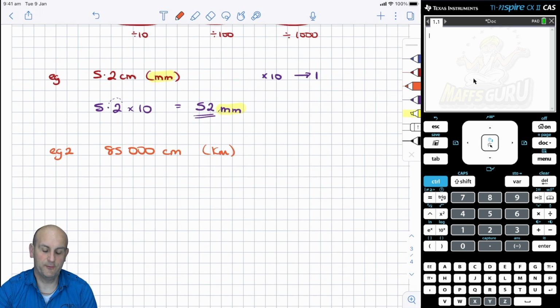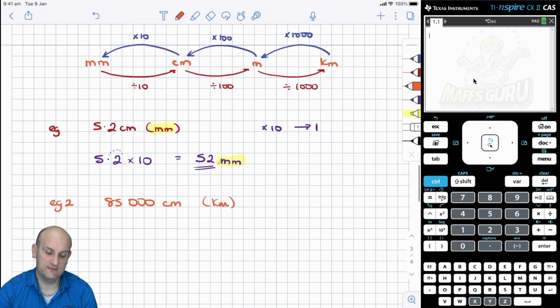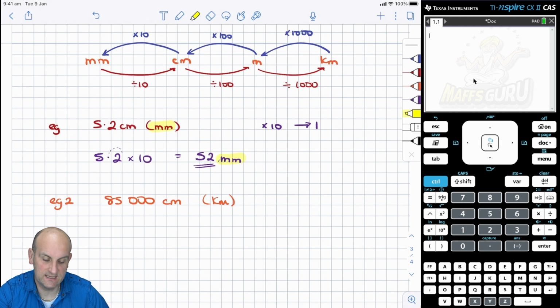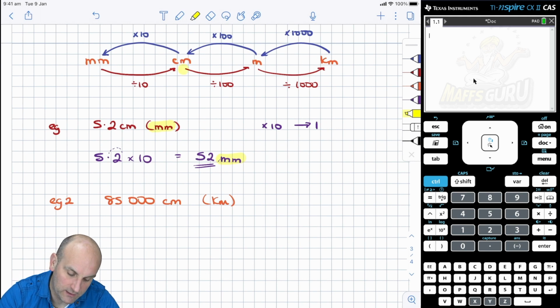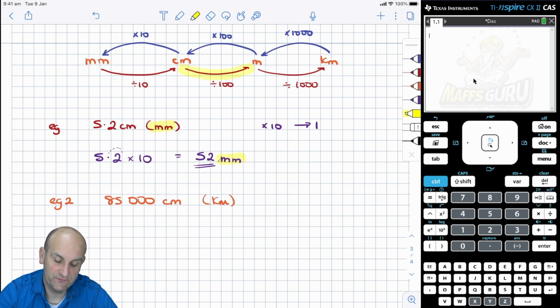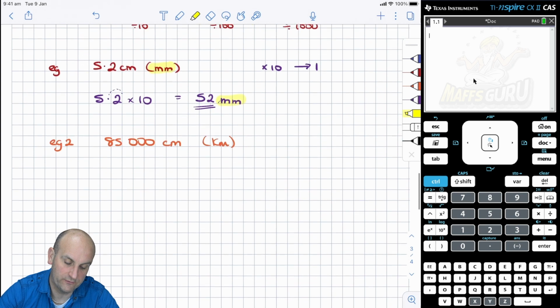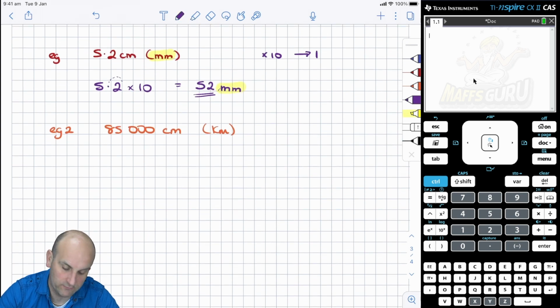And the last example is going to be 85,000 centimeters into kilometers. So we're going from centimeters into kilometers. So I've got to go to meters first, and then to kilometers. So I'm going to divide by 100 and then divide by 1,000. All right, so divide by 100. I'm just going to write that down to remind myself. Divide by 100 and then divide by 1,000.